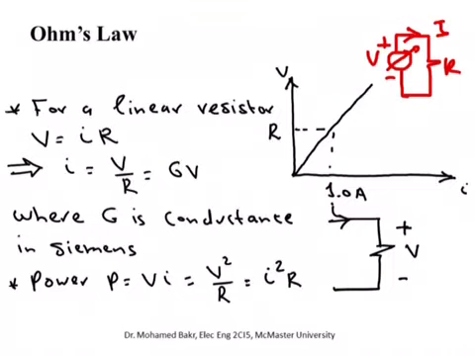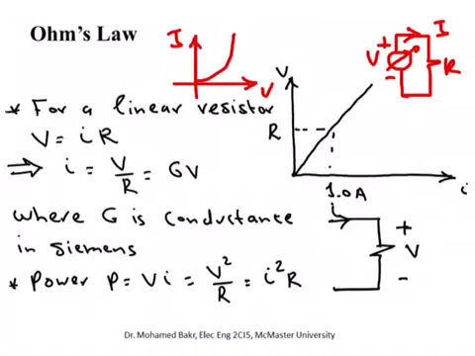So this is what's called the linear resistor. Of course, there is something called a nonlinear resistor, and the nonlinear resistor would look something like this. So for example, if this is V, this is I, you can get something like this. It's not a linear relationship, and in your electronics courses, you will see many of these devices that show a nonlinear relationship between V and I.